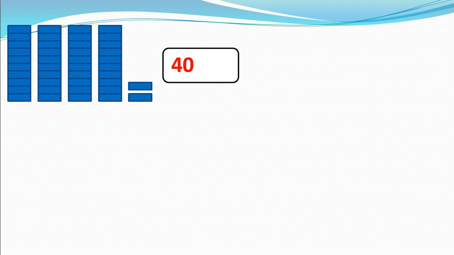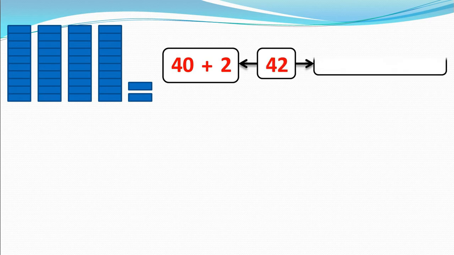Here are 4 stacks of 10 and 2 ones. 4 stacks of 10 makes 40 and there are 2 ones, so here is 2. Now add them. 40 plus 2 equals 42 and the number name 42.